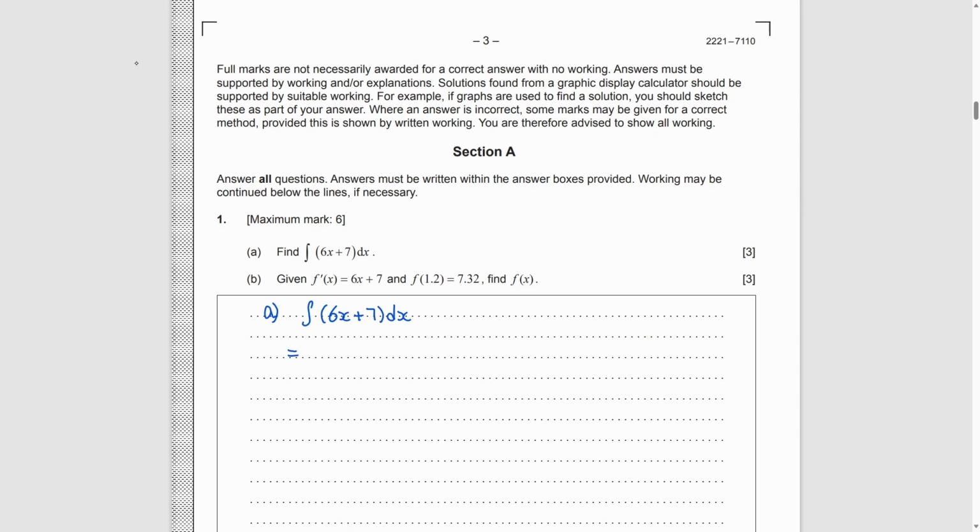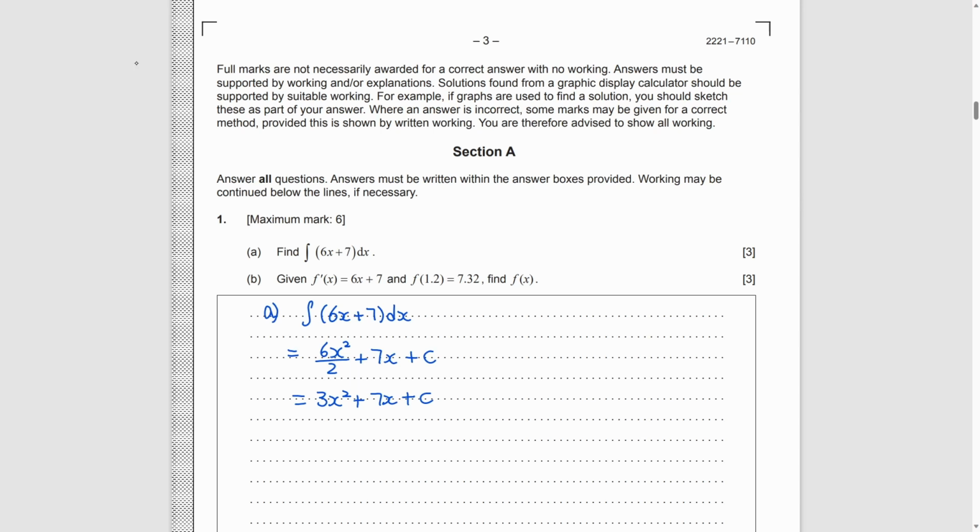By the opposite process of differentiation, we add 1 to the index of x and then divide it by the index. For constant term, we just multiply it by x. For indefinite integral, remember to put c after you get the answer.